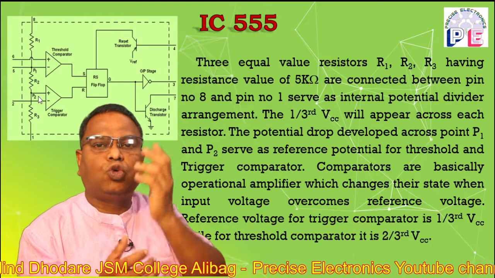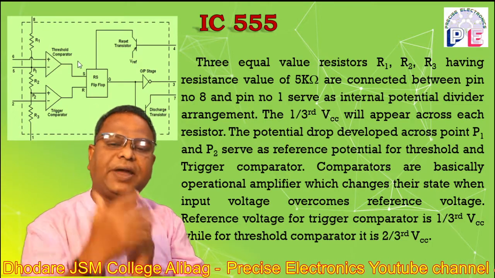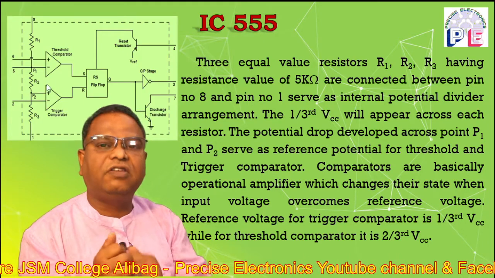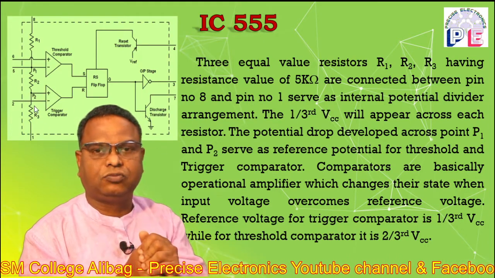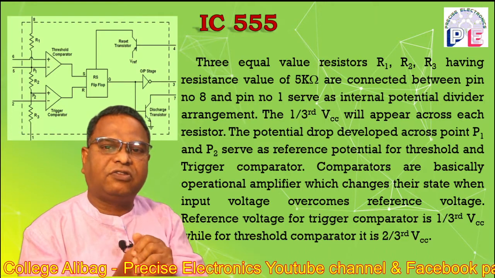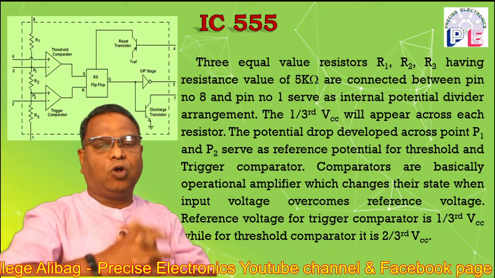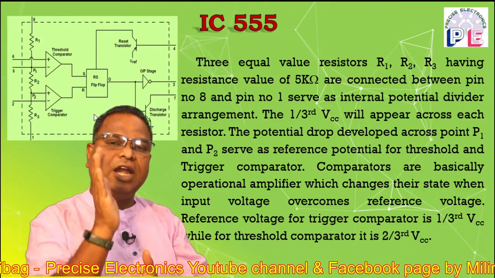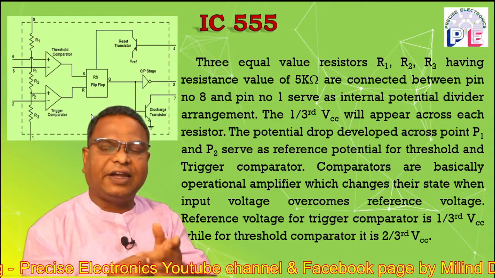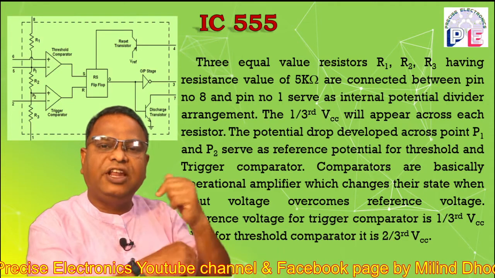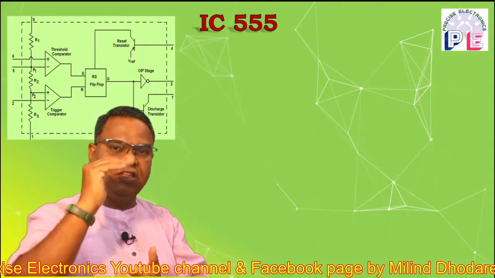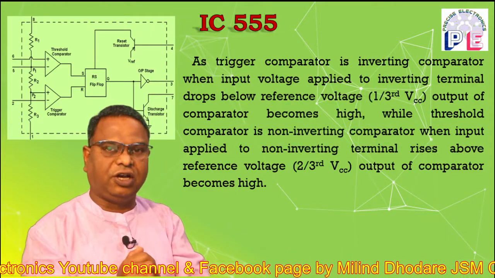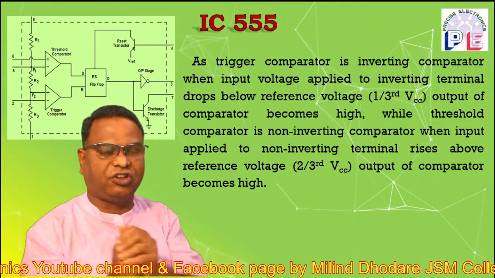Then there are 2 comparators. The upper comparator is a threshold comparator, while the lower comparator is a trigger comparator. The outputs of the comparators are connected to an RS flip-flop, with reset and set inputs. The output of the RS flip-flop is connected to the output stage which delivers the output. This output of the flip-flop is also connected to the discharge transistor. It provides the biasing potential to the discharge transistor.